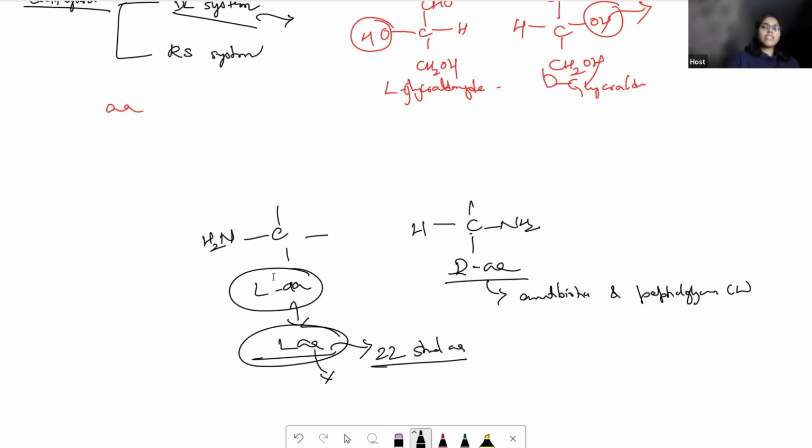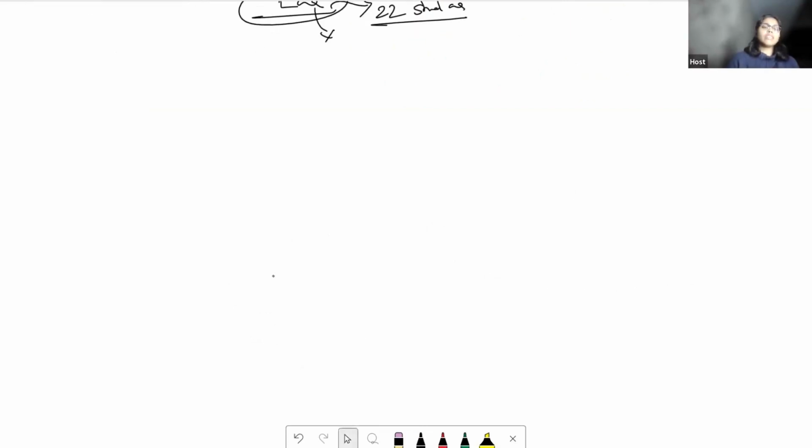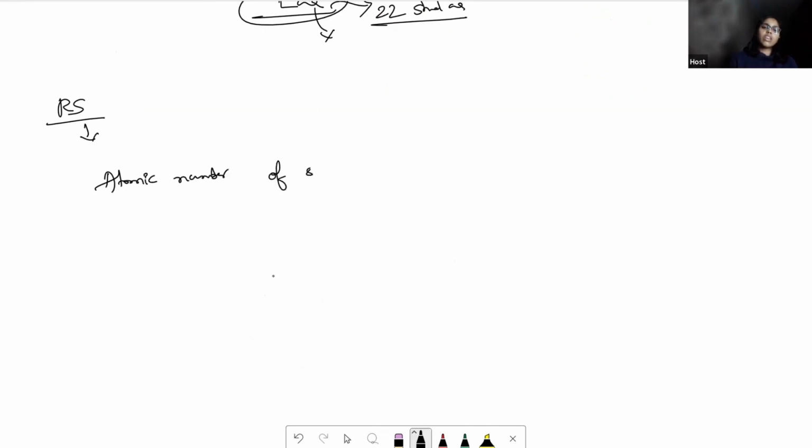Coming to the RS system, you don't have any reference. You just consider the atomic number of the elements or the atomic number of the side chains, and based on that, we prioritize. For example, if you have sulfur, that will have the highest priority. If you have OH, that will have the next priority. If you have NH2, that will be next, and COOH next. Like that, you will have the priority based on the side group that is attached.